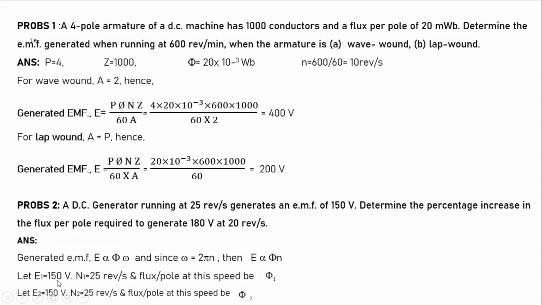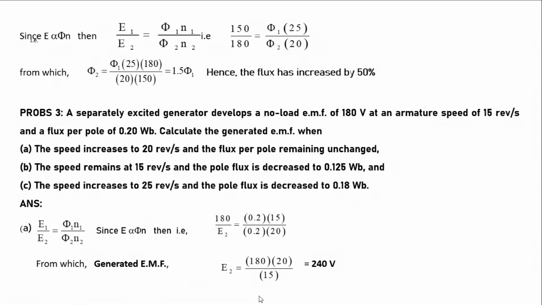It is given that it generates 150 volts at 25 revolutions per second. In that case, the flux per pole is phi 1. When it is generating 180 volts, N2, that is the speed, is 20 revolutions per second, and the flux per pole we can take as phi 2. E1 by E2 is equal to phi 1 N1 divided by phi 2 N2, because E1 is directly proportional to phi 1 into N1, and E2 is directly proportional to phi 2 into N2.